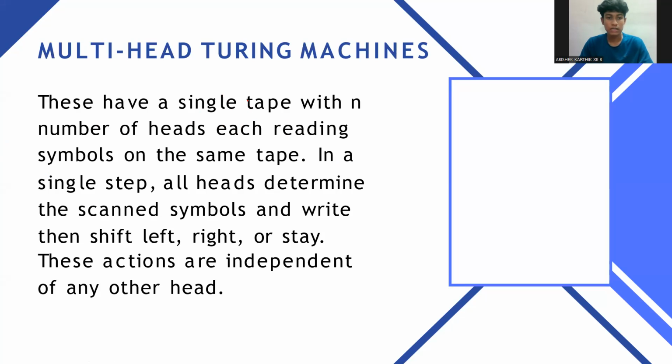In a single step, all heads determine the scanned symbols, and then shift left, shift right, or stay. These actions are independent of any other head. So basically, we have this tape. It has multiple heads, head 2 and head 3, and none of these depend on the other head. They can just move like any other head, left or right. And here's the thing: they can only move just like the normal Turing machine. They can only move one step at a time, left or right.